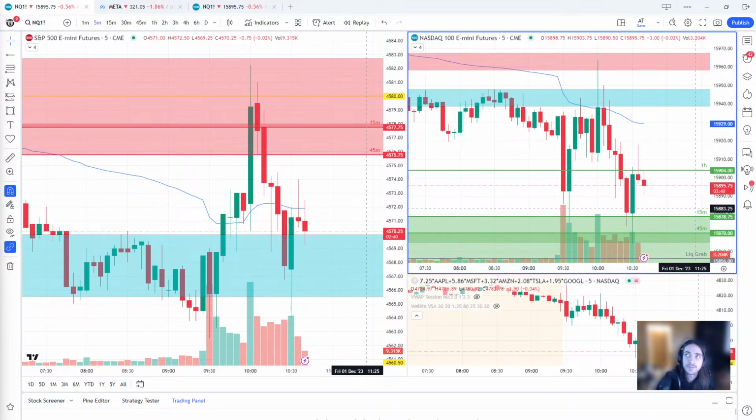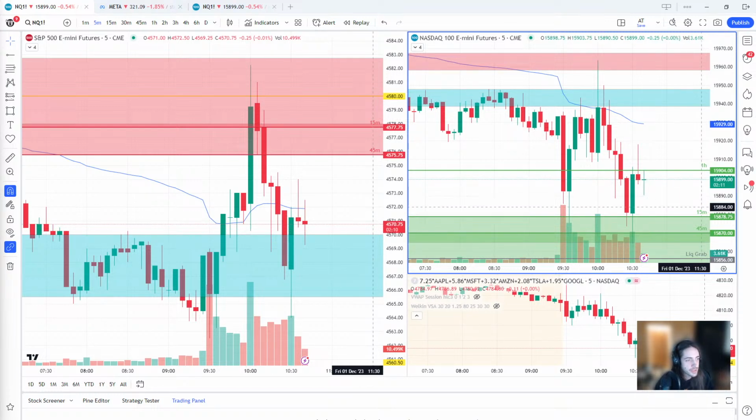Come on, give me that drop. Don't give me chop, give me drop. There we go, Apple. I like that move on Apple. Give us that continuation, NASDAQ. It's struggling. Apple's trying to drop, but NASDAQ's struggling to go lower. Not a fan of that at all. Other equities are trying to bounce. Be careful.